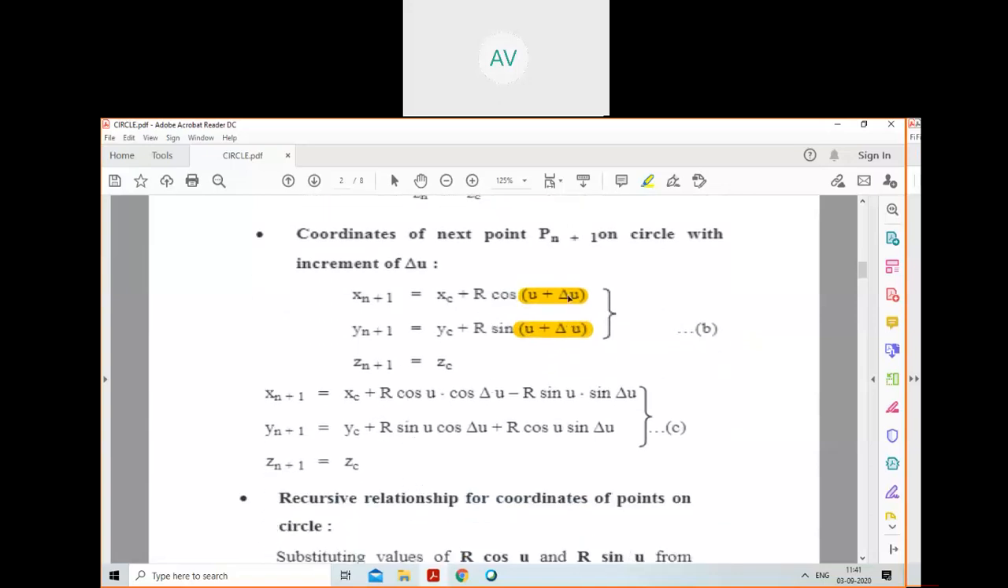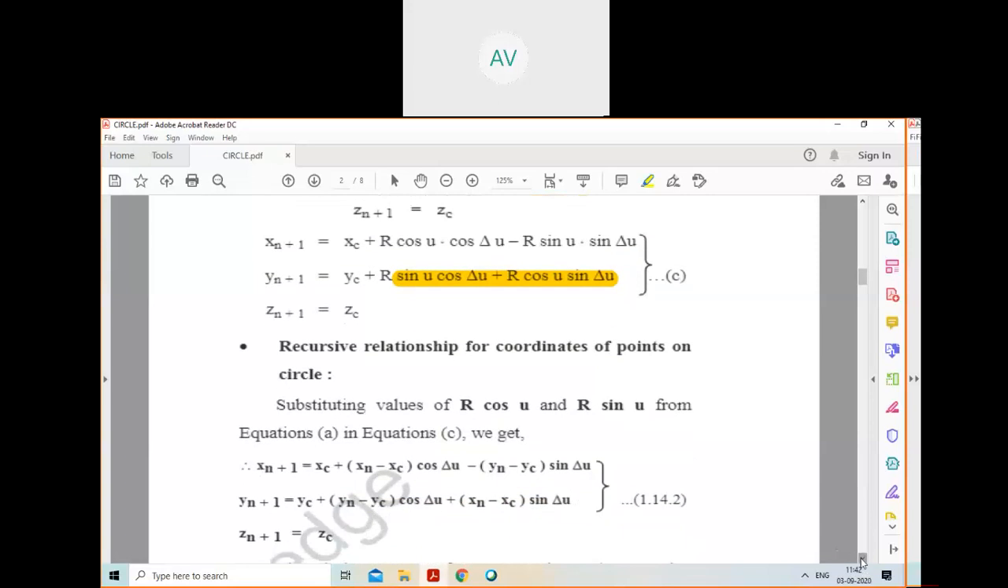Here is cos(a plus b). We know the formula of cos(a plus b): cos a cos b minus sin a sin b. So we are rewriting this equation as xc plus r cos a cos b minus r sin a sin b. Similarly, sin(a plus b) we write as sin a cos b plus cos a sin b, and we have rewritten this equation over here.